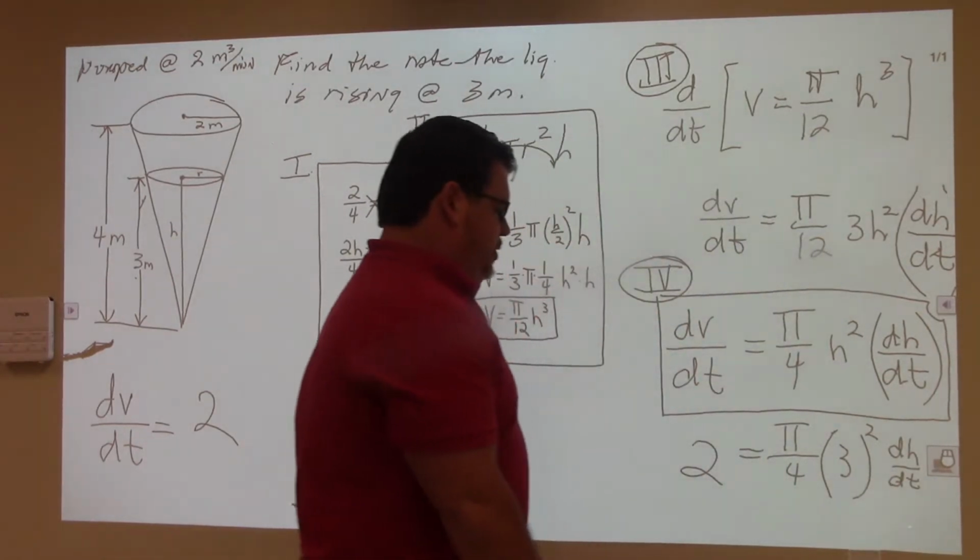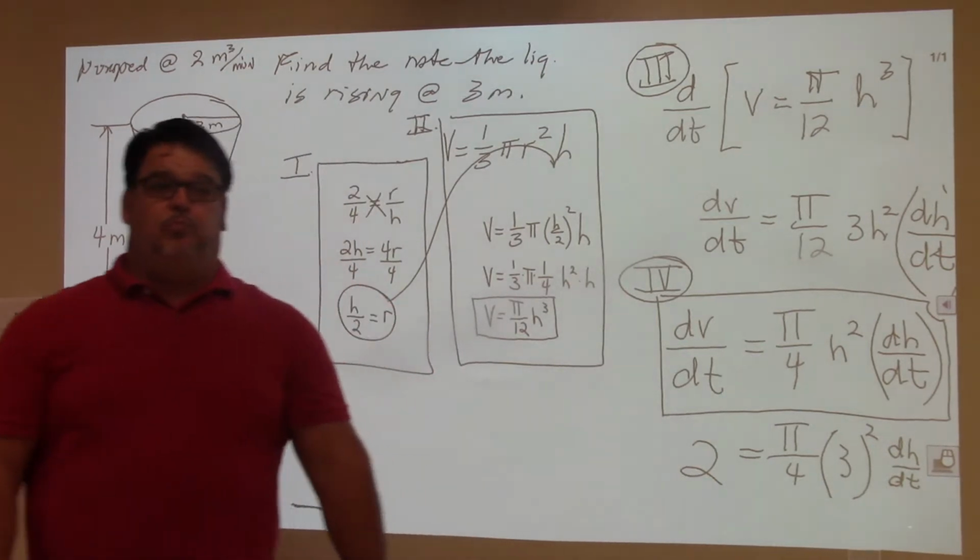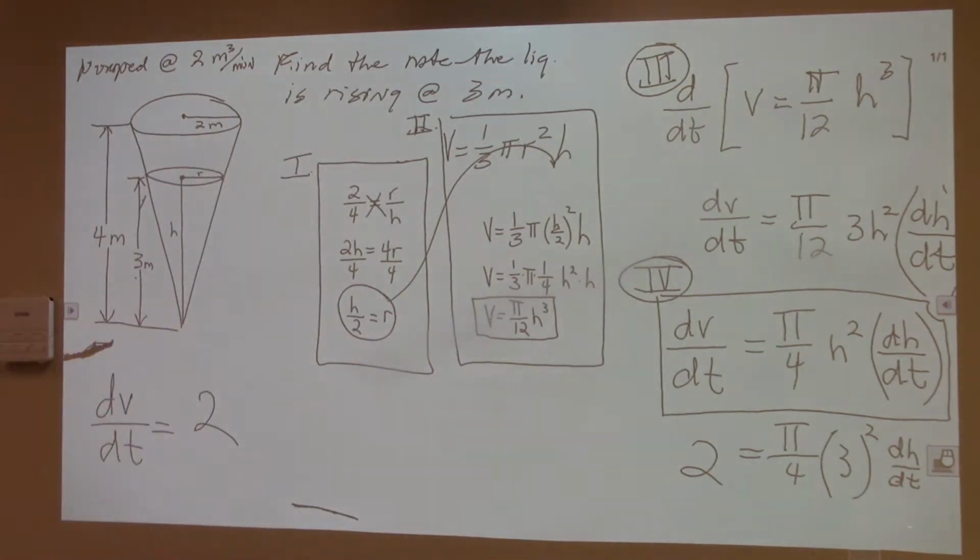Now, Miss Anthony, what are we going to solve for? There you go. Which is, what is that in layman's terms? dH dt. What is that in layman's terms? Well, dH over dt means rate. Rate of the what? Well, what is H? The height. Exactly. The rate that it is rising at 3 meters.